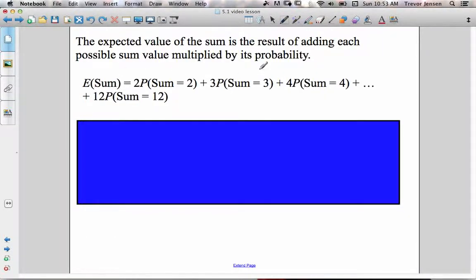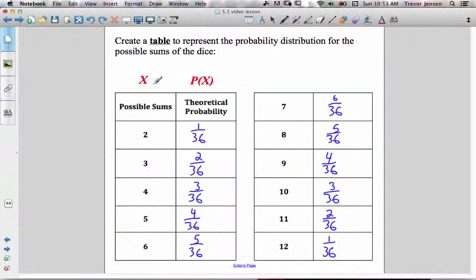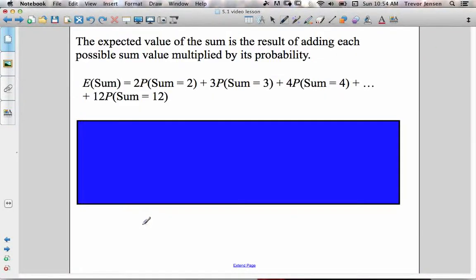If I want to figure out the expected sum when I roll 2 dice, I just have to do the product of each possible sum times its associated probability. So I would do 2 times 1 over 36 plus 3 times 2 over 36 plus 4 times 3 over 36. So do the product of each possible sum with its probability and then add them all together.